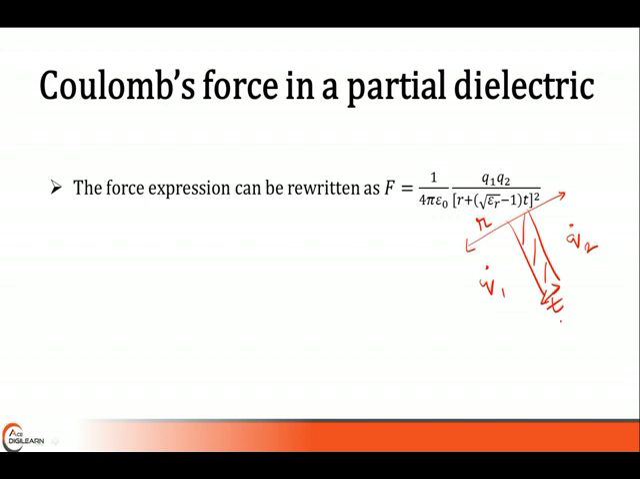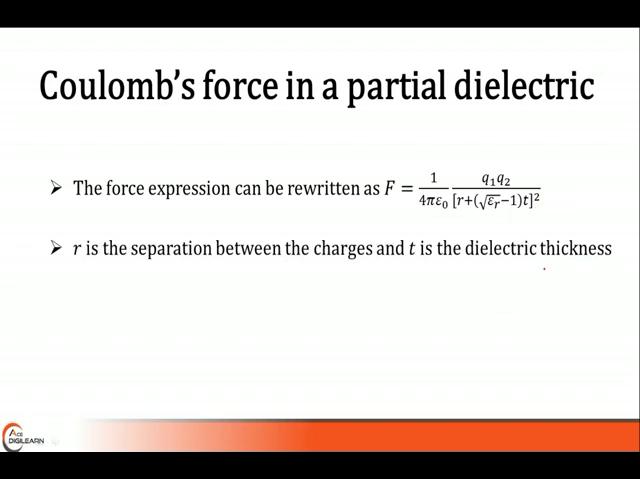So we have replaced this partial dielectric by air, which is root epsilon r times t, and then rewritten the entire formula for air as the medium between the two charges. Here r is the separation between the charges and t is the thickness of the dielectric.